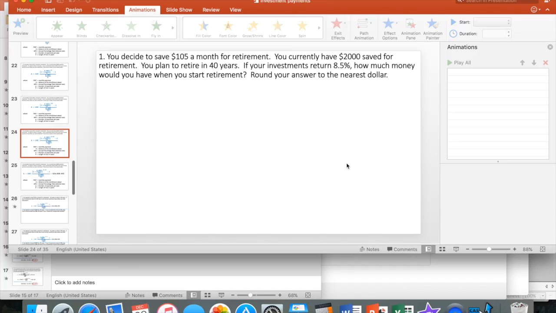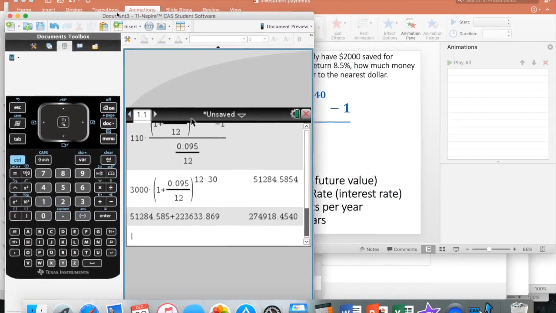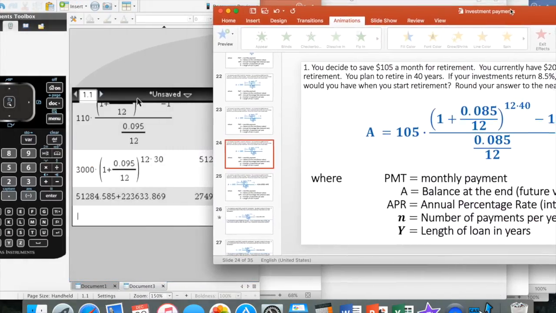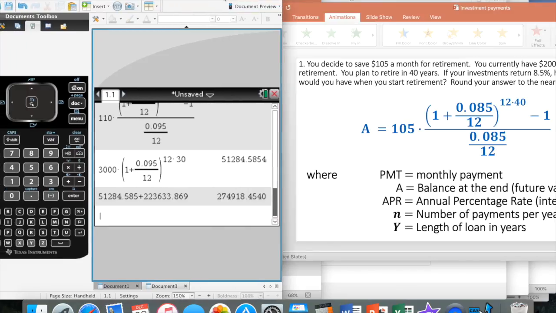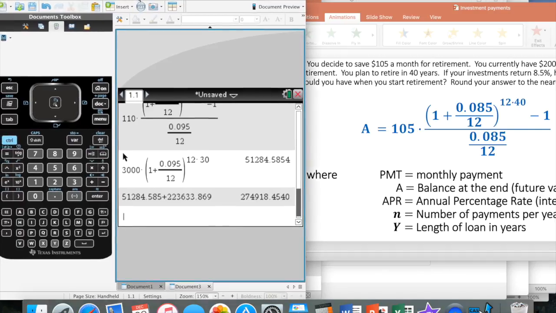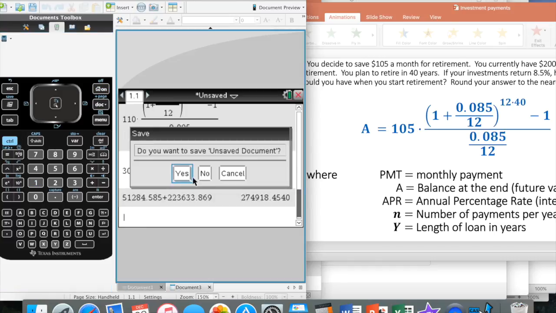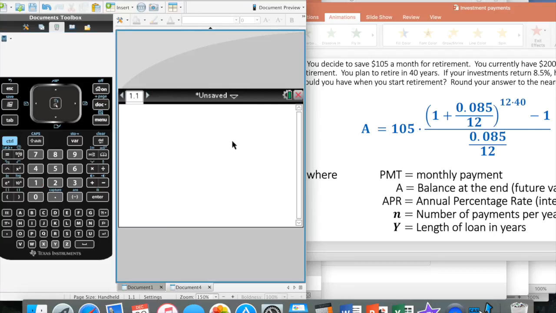Now, let me pull in my calculator here. I'll bring it over here. I'll move this over just so we have some room. We'll just open up a new document here. Okay, so all I'm going to do is type this one in exactly like I see it right here.